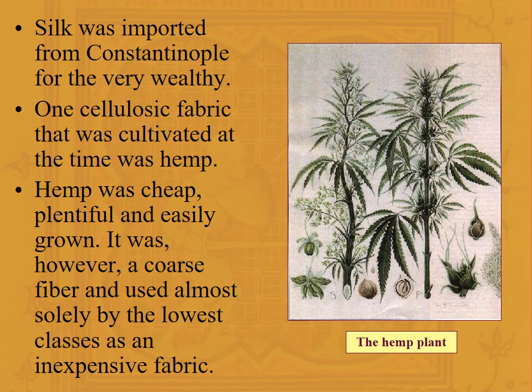One thing we do want to talk about is hemp. There was a sort of cultivation of hemp. Yes, good old hemp. Cheap, plentiful, easy to grow. It is an inexpensive fiber, so the lower classes would grow it and use it to weave as best they could and make some rough cloth.